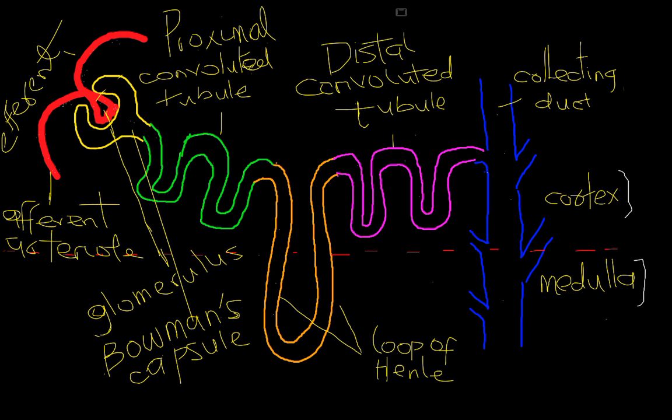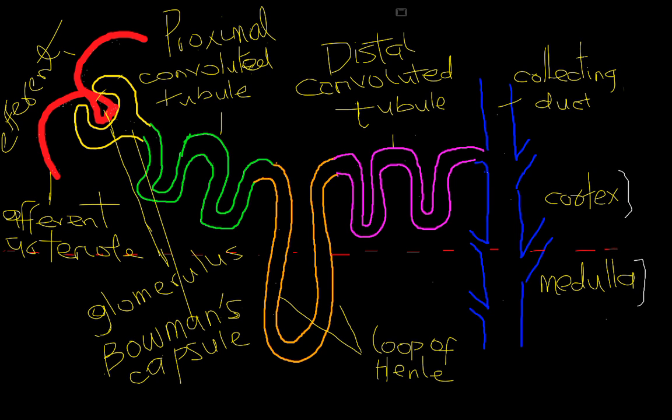As the blood lingers within the glomerulus, there is ultrafiltration of the blood from the glomerulus into the Bowman's capsule, and what goes into the Bowman's capsule is now known as the glomerular filtrate. Glomerular filtrate. Now we're going to look at what is in this filtrate, and how it concerns the process of making urine.